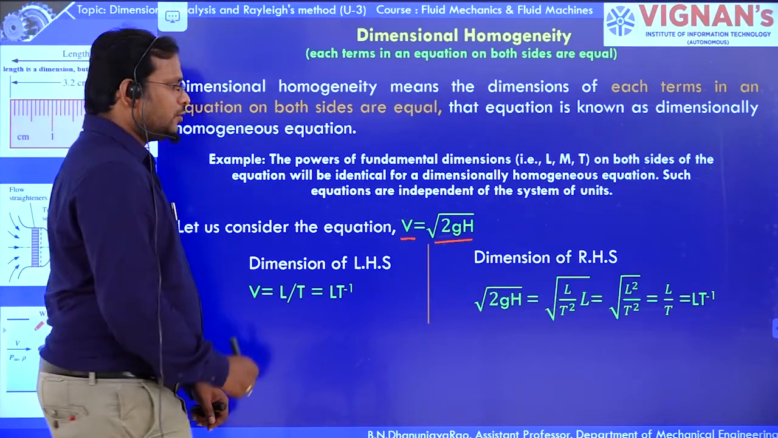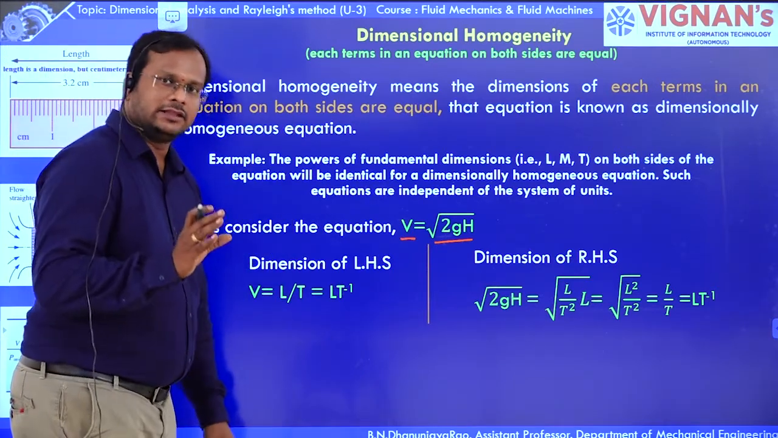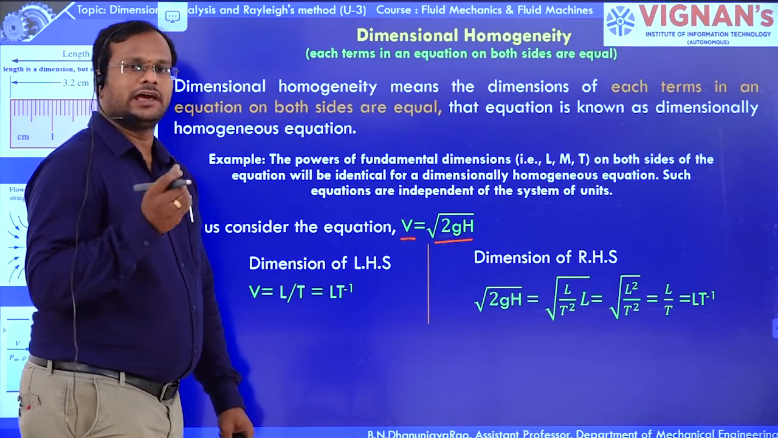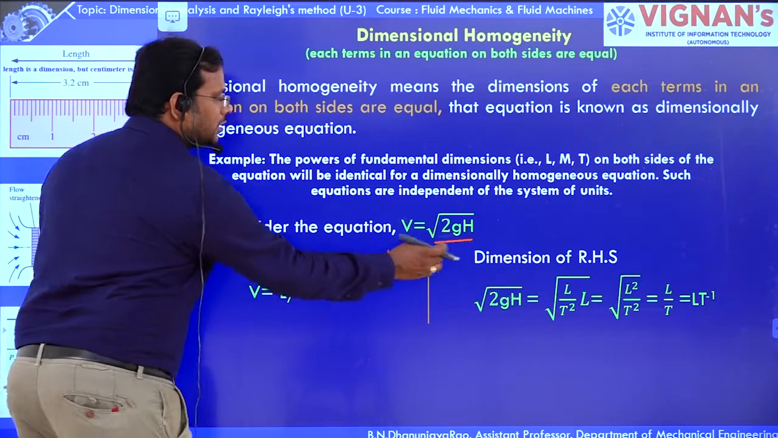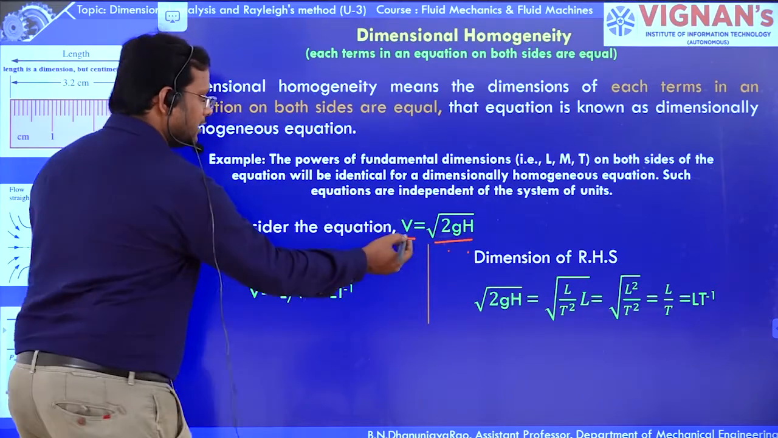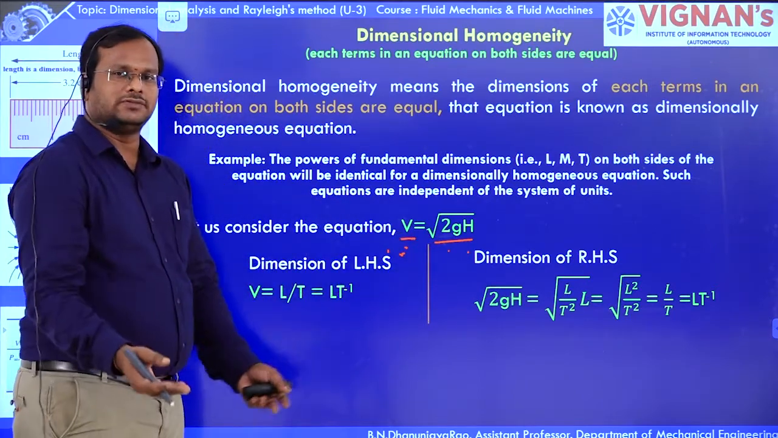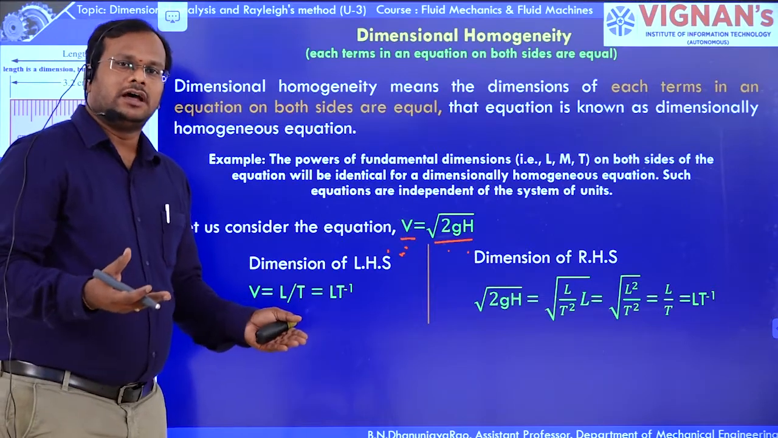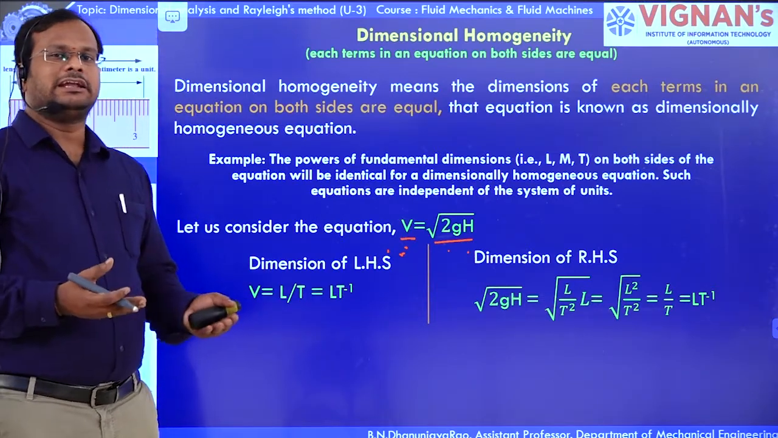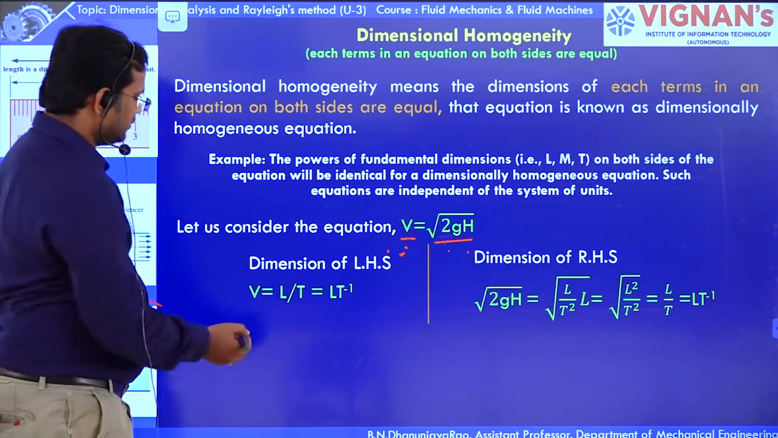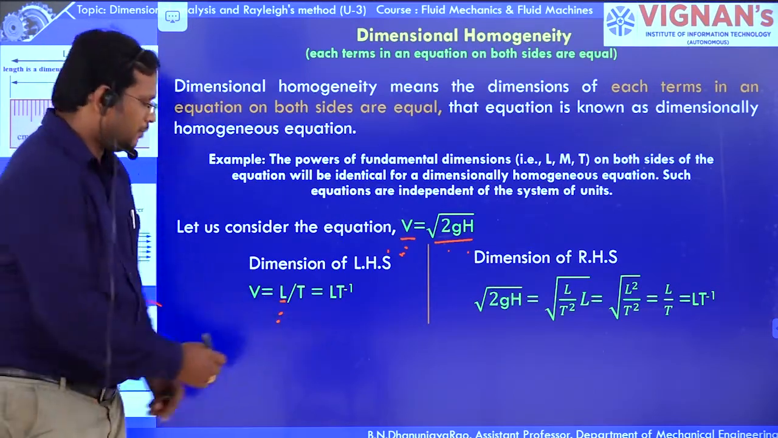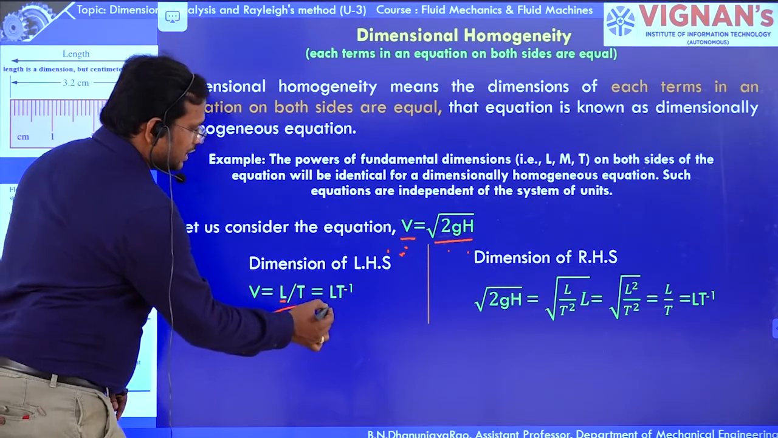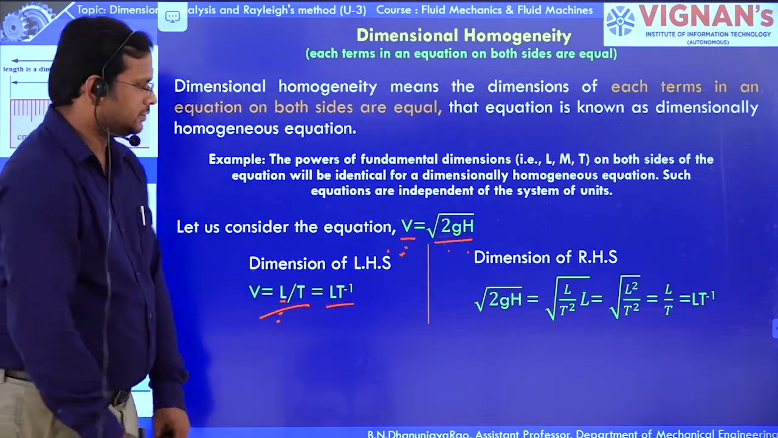We are considering the fundamental dimensions, extracting the fundamental dimensions of those particular variables. On the left side there is V, velocity, which is meter per second. The fundamental dimension of meter is L, and of second is T, so it is L by T, LT inverse.